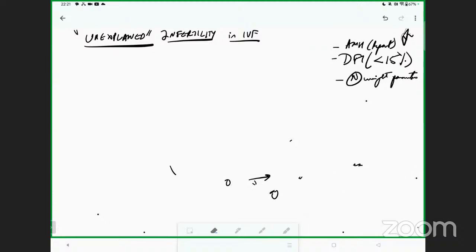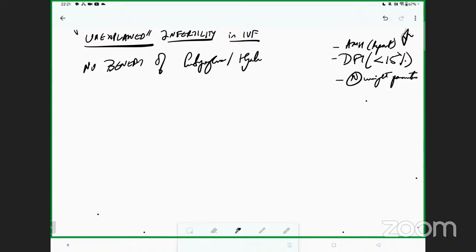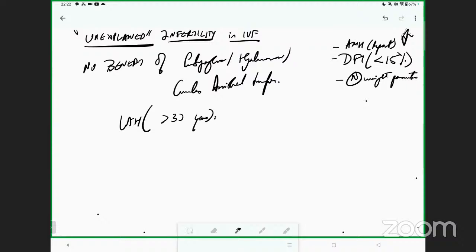All right. Is there any role of using adjuvants like embryo glue or laser assisted hatching in patients of unexplained infertility? The answer to that question is that practically there is no benefit. So I will just write down, there is no benefit of embryo glue. There is no benefit of additional hyaluronan. There is no benefit of cumulus assisted transfer, and there is really no benefit for laser assisted hatching unless the age of the patient is more than 37 years in patients with unexplained infertility.